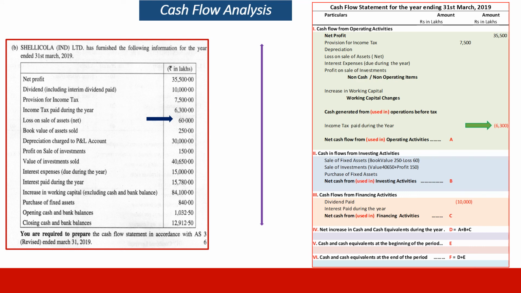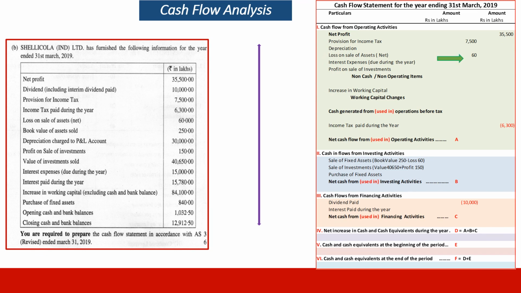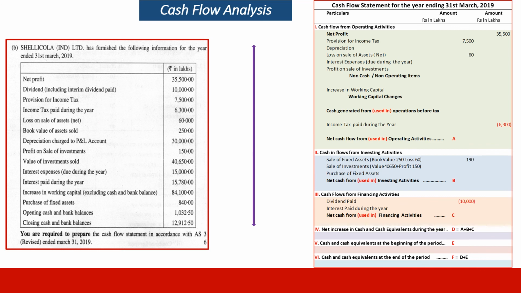This has brought down the profit by 60. Now we have to take it back and add 60 lakhs. And next item is book value of assets sold. This is where we were telling, when there is a book value and there is a loss, the cash we receive will be cost less loss. 250 minus 60, 190 is the fixed assets realization, which is nothing but cash flow. We will be putting it here under investing activities.